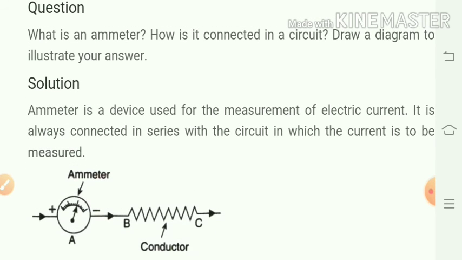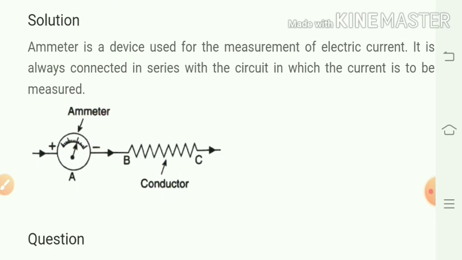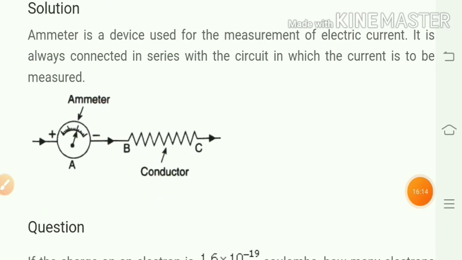What is an ammeter? How is it connected in a circuit? Draw a diagram to illustrate your answer. Ammeter is a device which is used for the measurement of electric current. It is always connected in series with the circuit in which the current is to be measured. Ammeter is used in the circuit to measure the current.